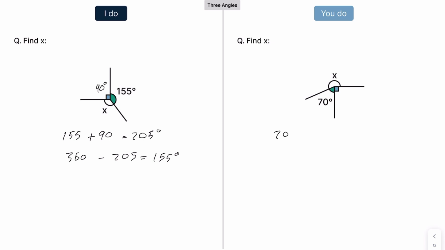So moving on to the one on the right, press pause and have a go. That is going to be 70 plus 90, and that gives us 160 there. And that's going to be 360, take away 160, and that is 200 degrees.